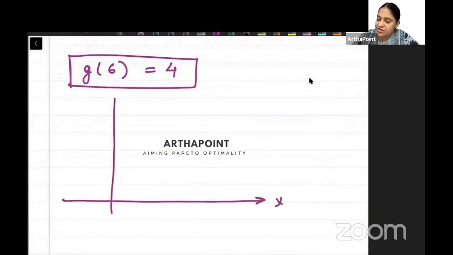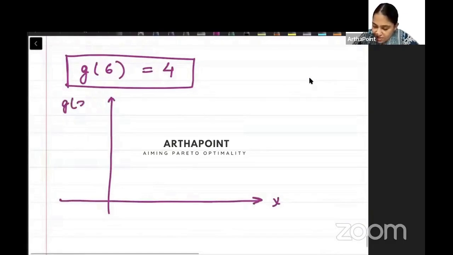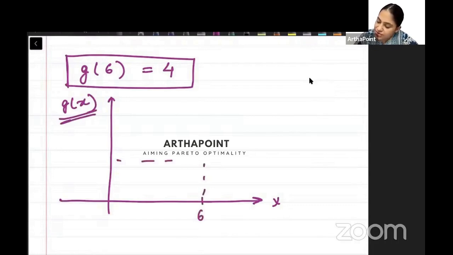If I take x here and g of x here, that means when we put some value of x, what's the value of the function? So we are saying that when x is 6, then this will be 4.